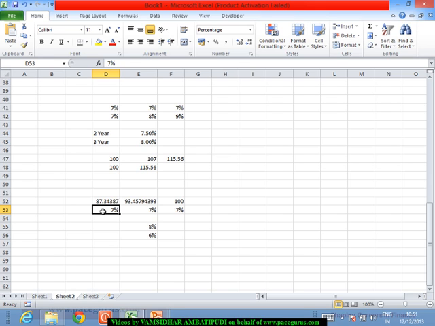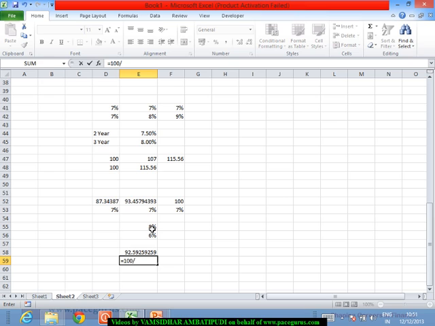Whereas on the other side, let's go ahead with the risk neutral kind of approach. In this case, if the interest rate is going to be 8%, the value of the bond is going to be 100 by 1.08. If the interest rate is going to be 8% after 1 year, the value of the bond is going to be 92.59.